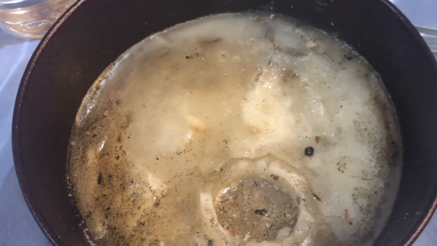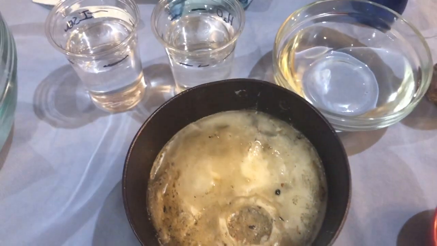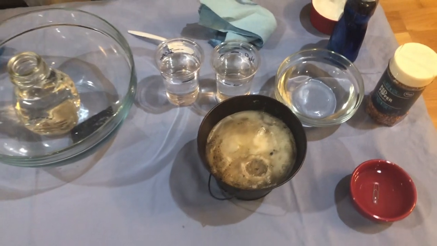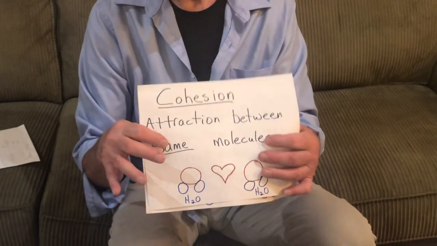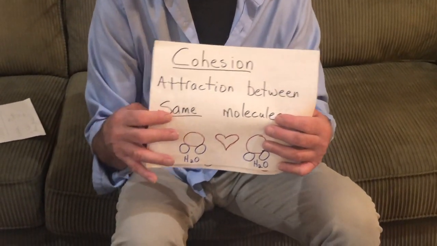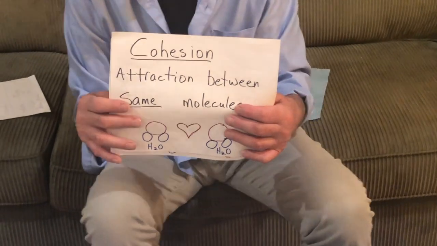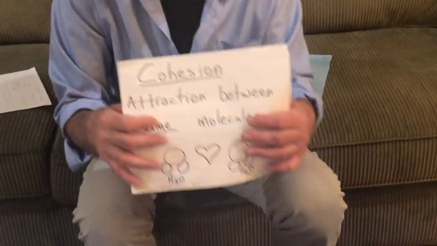So that is a property known as cohesion right there. And so cohesion is the attraction between the same molecules. So the water molecules are attracted to each other and they stick together in a ball right there. The attractive forces are strong enough for that.